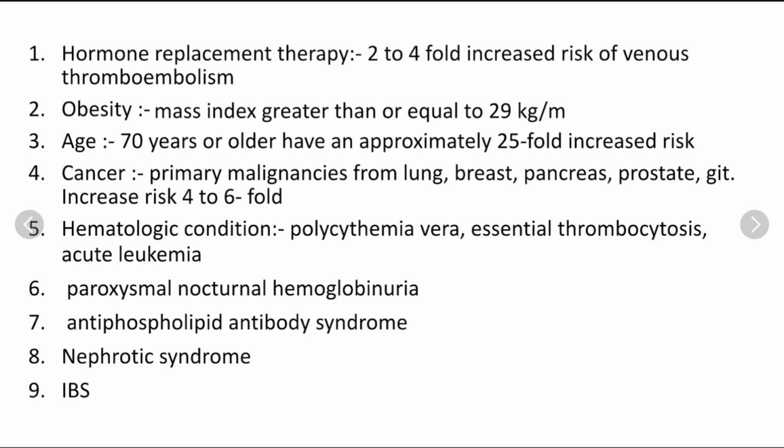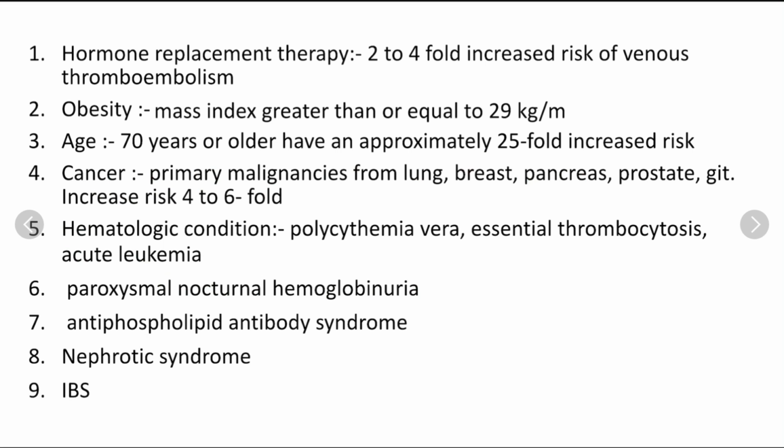Then comes obesity, with BMI equal to or more than 29 kilogram per meter square. Then comes age of 70 years or older, which increases the risk of pulmonary thromboembolism 25-fold. Then comes cancer. Primary malignancy from lungs, breast, pancreas, prostate, GIT increases the risk 4 to 6 folds. Then comes hematological conditions like polycythemia vera, essential thrombocytosis, acute leukemia. These all increase the risk.